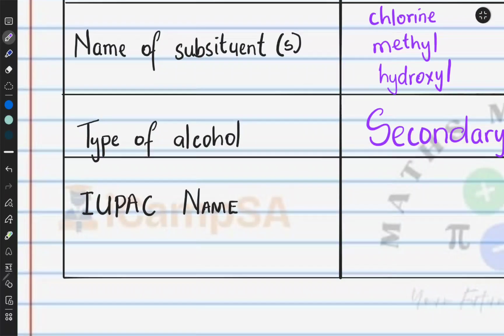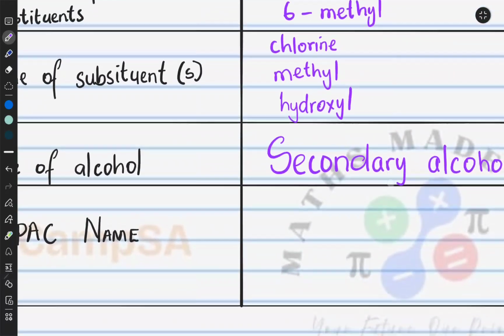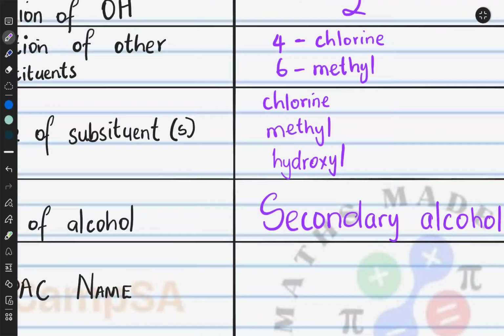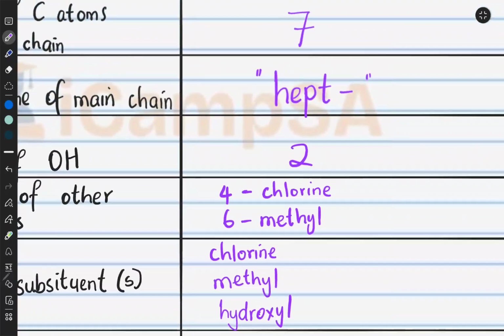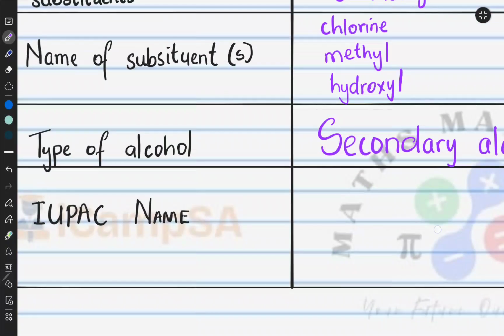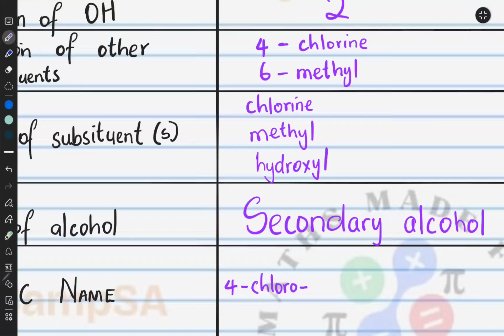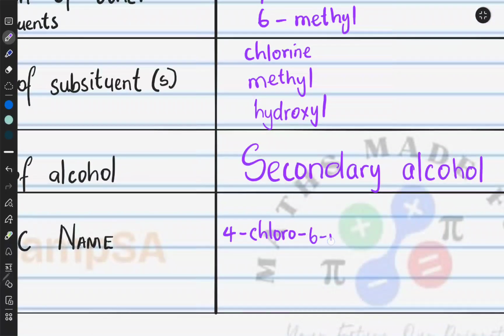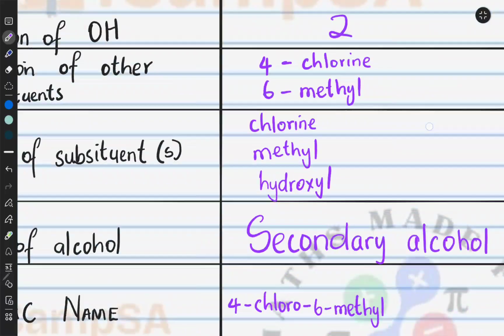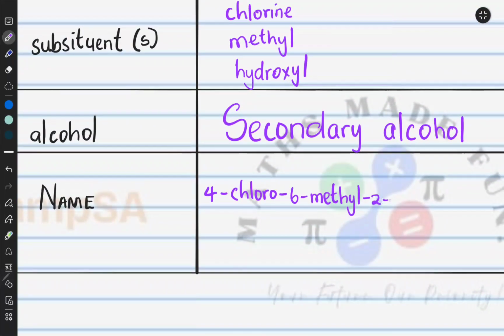All right, then what's the IUPAC name? Let us make the IUPAC name. So first things first, remember alphabetic precedence. C comes before M. So we'll start with the chlorine. Where is the chlorine located? On number 4. So we can say 4 chloro, right? Then where is the methyl located? On 6. 6 methyl. Where is our hydroxyl group located? We said it's on carbon atom number 2. 2 hexanol.